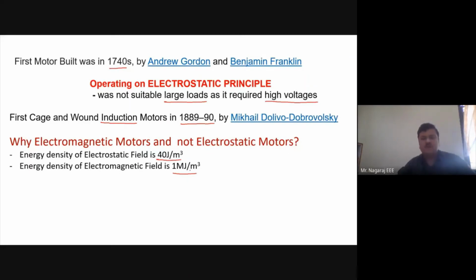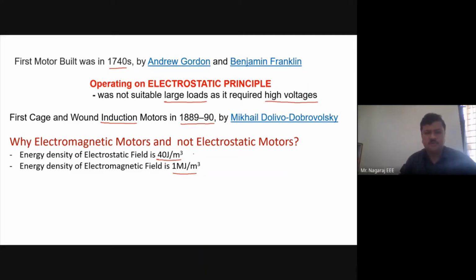If the same amount of work has to be done using electrostatic fields, the space requirement is very large, because the work done in 1 meter cube volume is only 40 joules, where here it is 1 megajoules. Okay, now if I want 40 joules of work done using an electromagnetic field, I don't need 1 meter cube volume. I need 40 by 1 mega of volume. Okay, so the space requirement and the energy requirement using an electromagnetic field is very much limited when compared to an electrostatic field. That is the reason why all our machines are electromagnetic in nature and not electrostatic in nature.